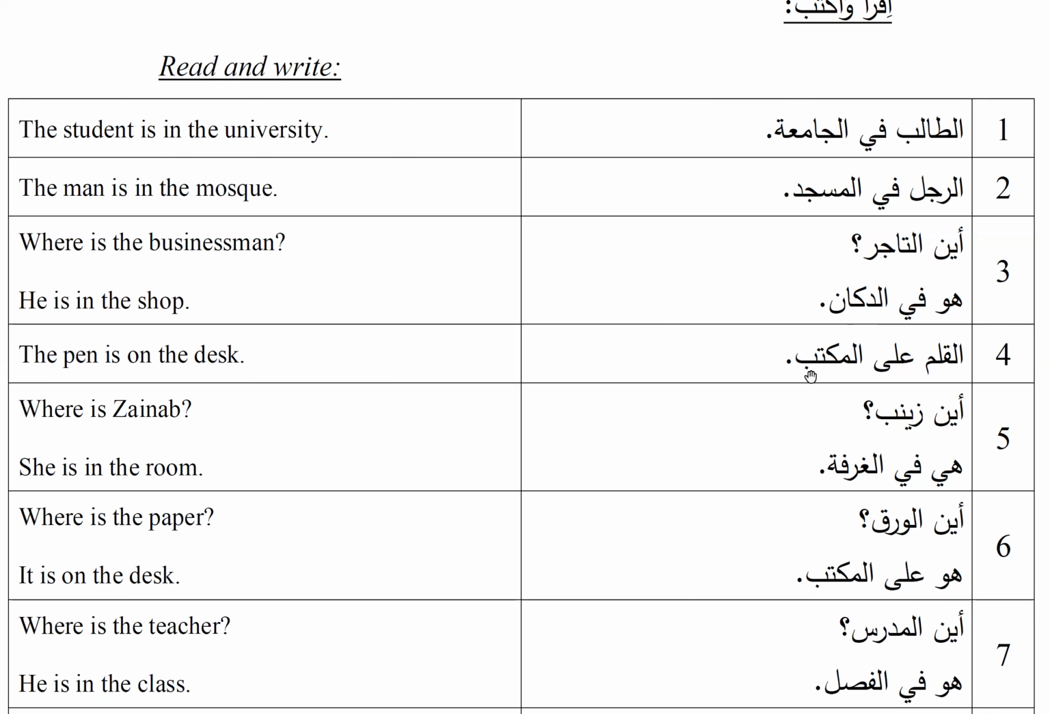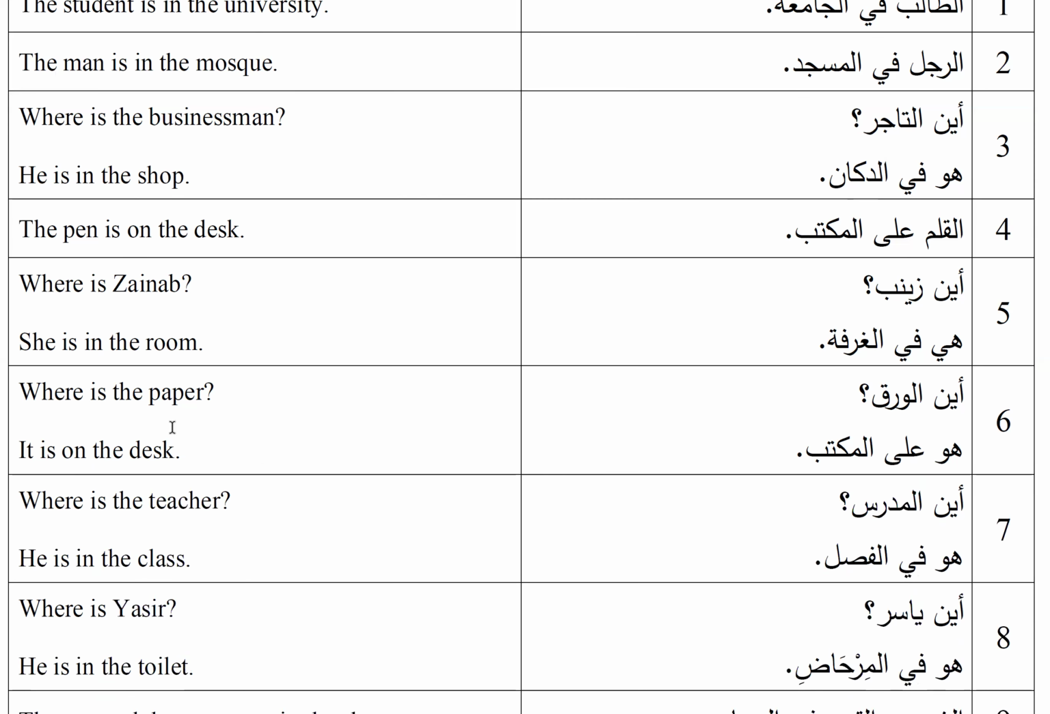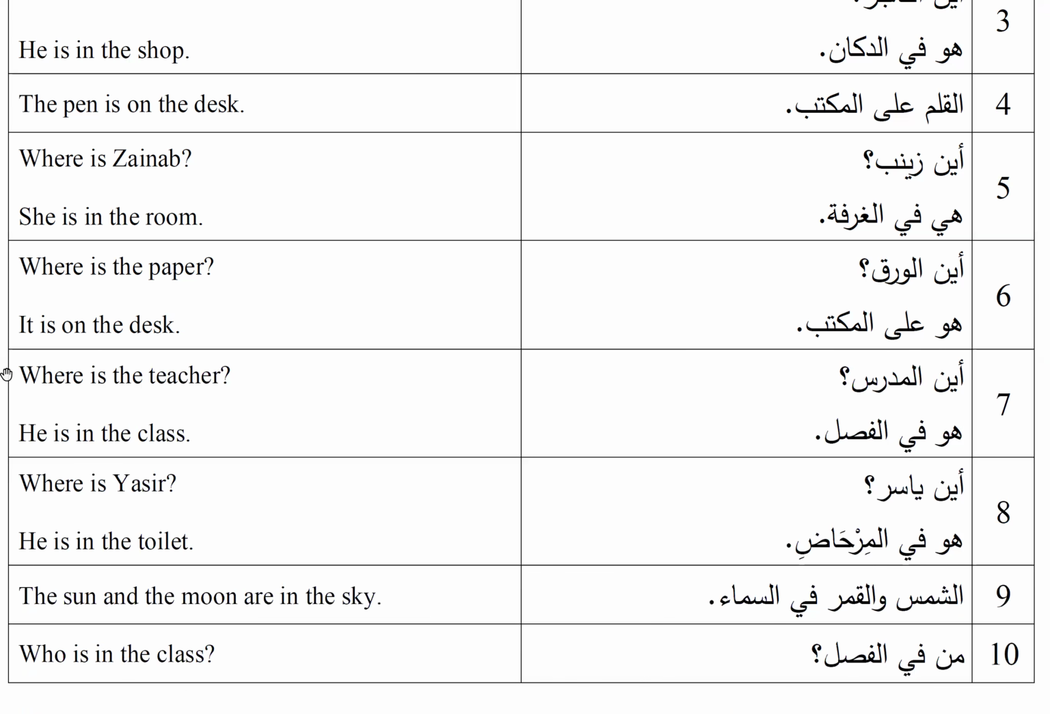The pen is on the desk. القلم على المكتب. Where is Zainab? أين زينب؟ See now here, we don't say Zainabun because Zainab is female. Only one dhamma. She is in the room. هي في الغرفة. Where is the paper? أين الورق؟ Paper is الورق. It is on the desk. هو على المكتب. We use هو here because the ورق does not have ta marbuta, so it's male. So هو على المكتب. See مكتبي after حرف جر.